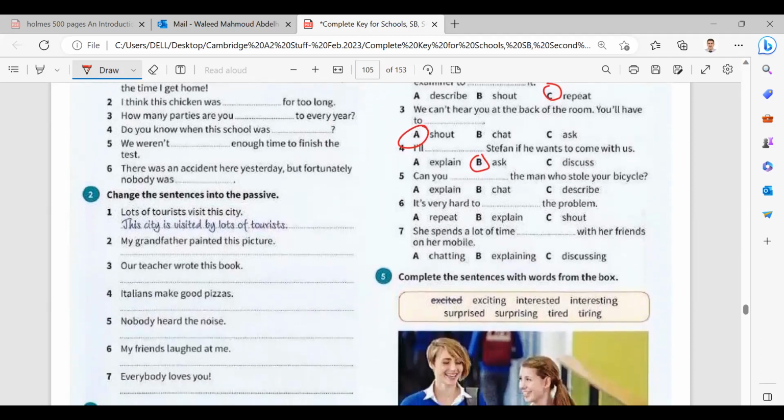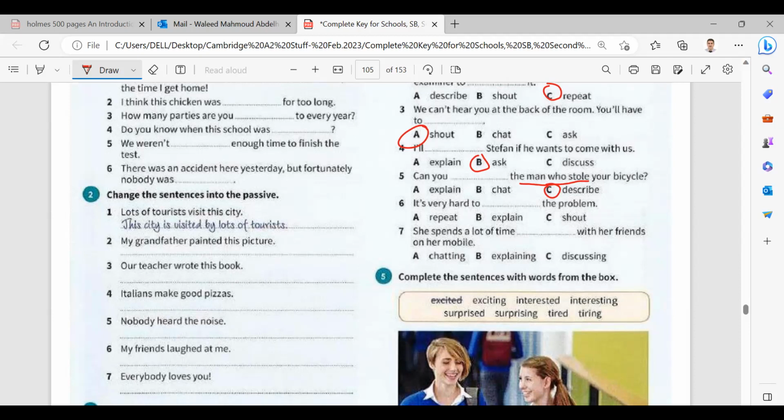Question 5: Can you the man who stole your bicycle? Explain. No, it's the man who stole it, but describe. And describe what he looks like. What does he look like? Okay, and also his physical appearance. He's tall, he's short, and so on.